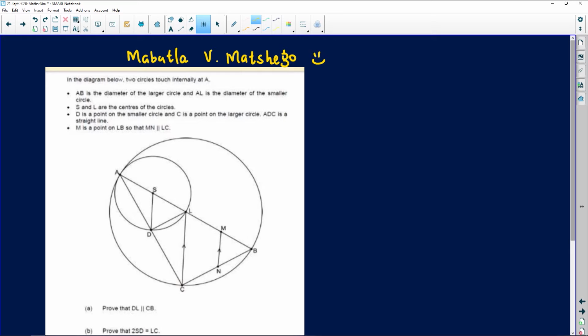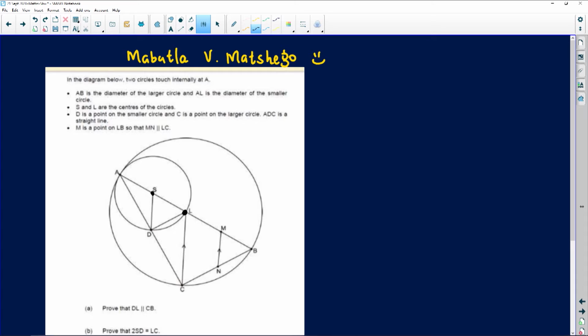It says in the diagram below, two circles touch at A. So they touch at point A. S and L are the centers of the circles. Clearly, S will be the center of the small circle, and then L will be the center of the bigger circle. Now, D is a point on the small circle, and C is a point on the large circle. ADC is a straight line.